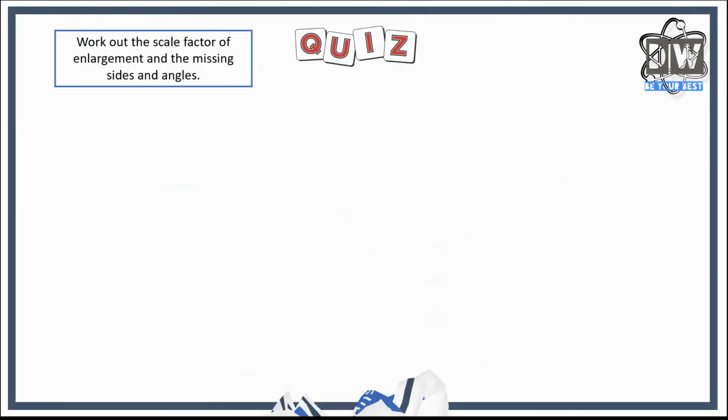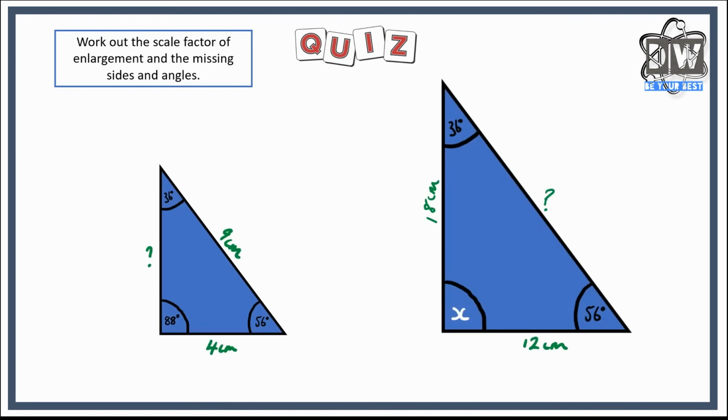Believe it or not, it's now time for the quiz. It's a very short PowerPoint. I'm sure you'll be absolutely gutted by that, but work out the scale factor, so how much it's enlarged by, and the missing sides and angles. We haven't even covered the angles, but we've spoken about it. So here we go. Here are your two shapes. Work out those missing sides and the missing angle, which is here. Come back and see if you've got it correct.